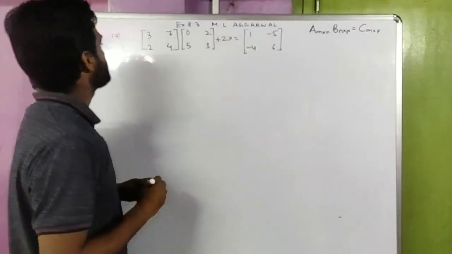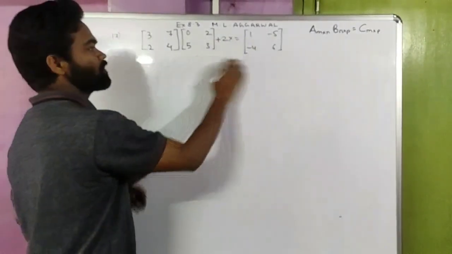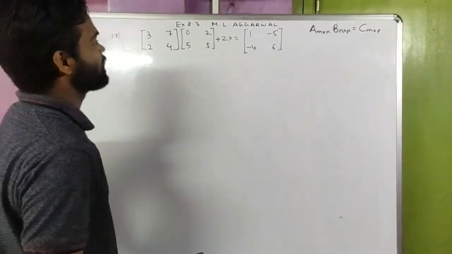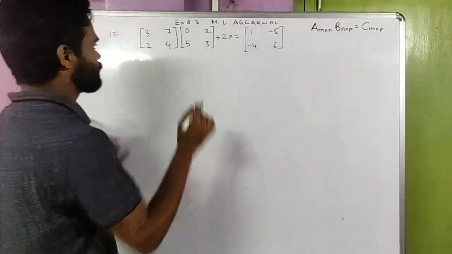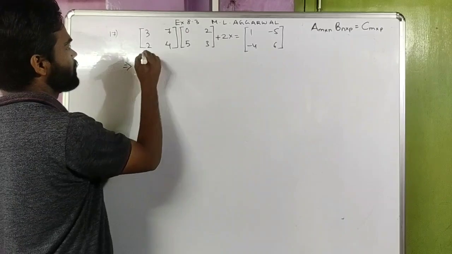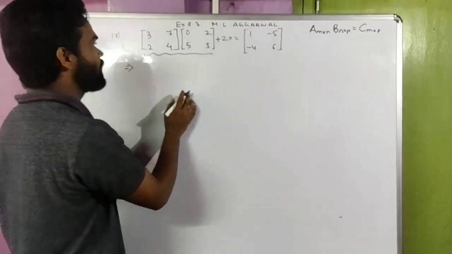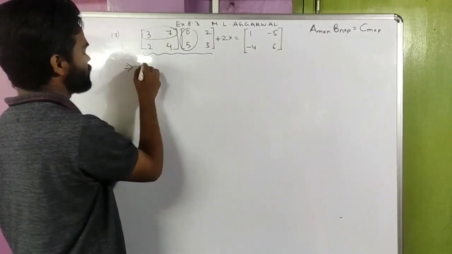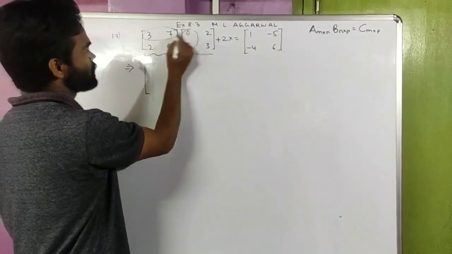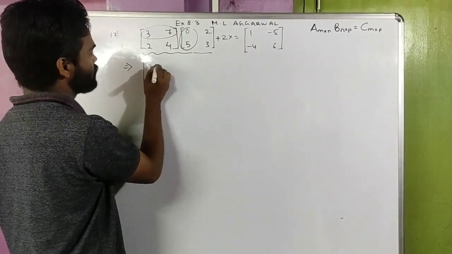Now look at sum number 17. They've given an equation where x is the unknown matrix. They have told us to find the value of the matrix x. First thing, we'll multiply these two matrices. We know how to multiply. First row, first column, I am multiplying directly. 0 and this is 35, so 35 remains.